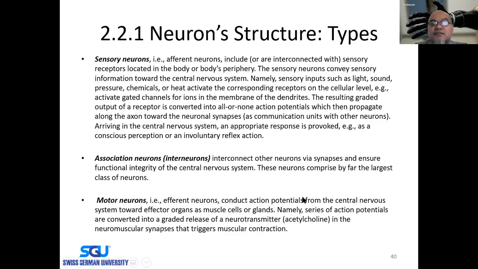This will conduct the action potential from the central nervous system toward the effector organs, such as the muscle cell when we want to move, or glands. Glands means, for example, the salivary gland to excrete more saliva, the sweat gland to excrete more sweat, etc. Namely, a series of action potentials is converted into a graded release of neurotransmitter, usually in the form of acetylcholine at the neuromuscular synapse that triggers muscular contraction.